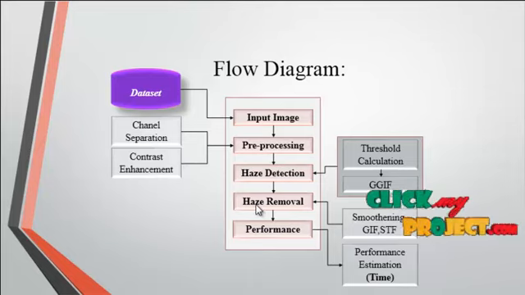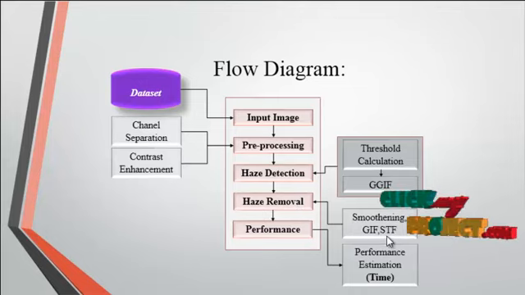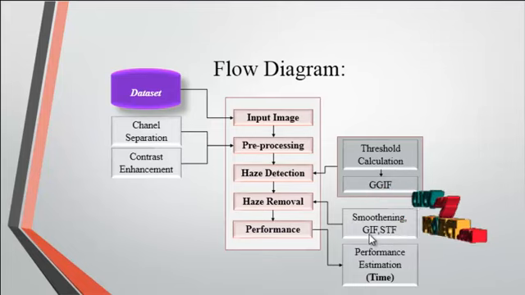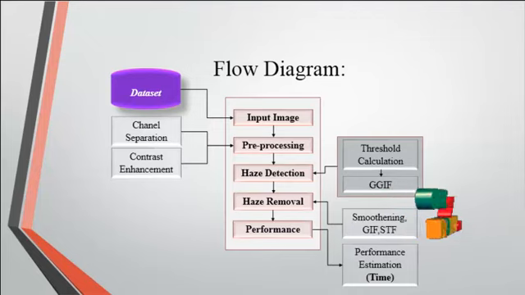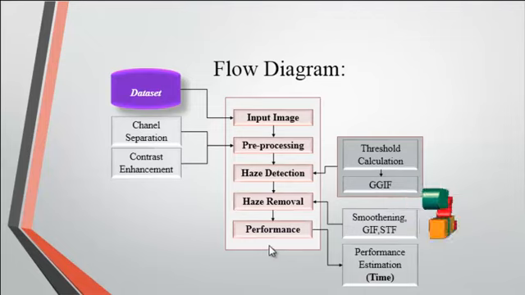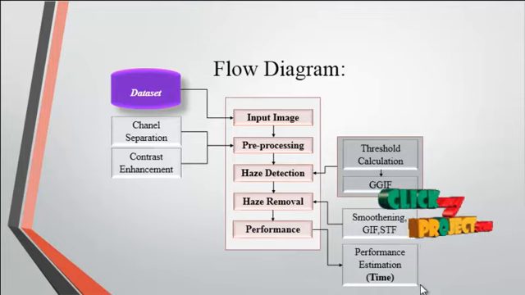At last, the haze removal is done by using the smoothing like GIF and STF. Hence, these are the two techniques to do the smoothing of the images. Hence, this will provide appropriate results for the smoothing. After the haze removal, the haze removed image is the output, which consists of the enhanced image. After that, the performance is estimated by using the performance estimation module. Hence, the performance of the time will be calculated.